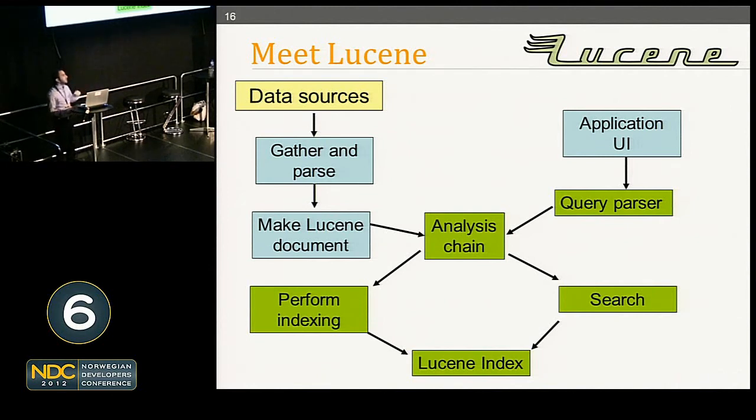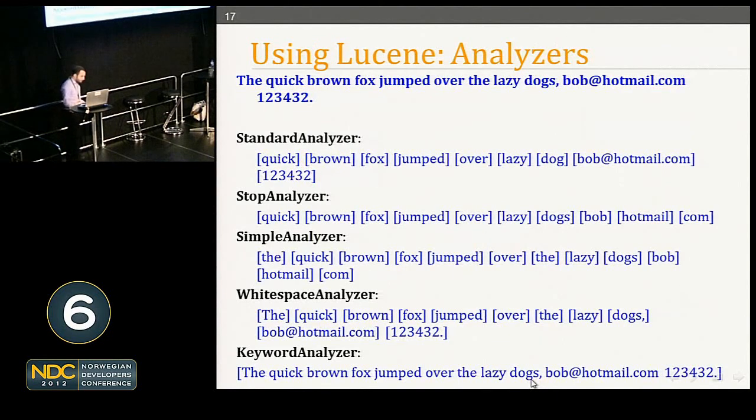The same thing I'm going to do from my application. I have a query parser. That query parser is going to pass the query string to the analysis chain because, again, I want to make sure the terms match. Analysis chain is being used by both sides. After I have that, all I have to do is call search or write a document, and then I have the Lucene index. These are the analyzers we have available from Lucene.